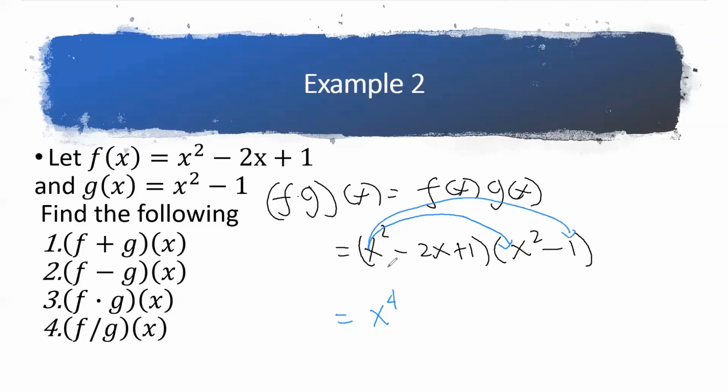Next, we have x squared times negative 1. So this is now negative. Positive times negative is negative. Now any number multiplied by 1 is itself. So that is negative x squared.